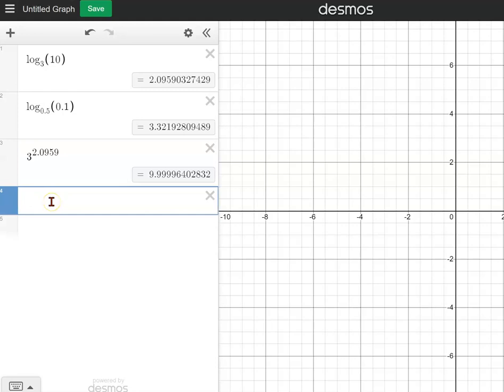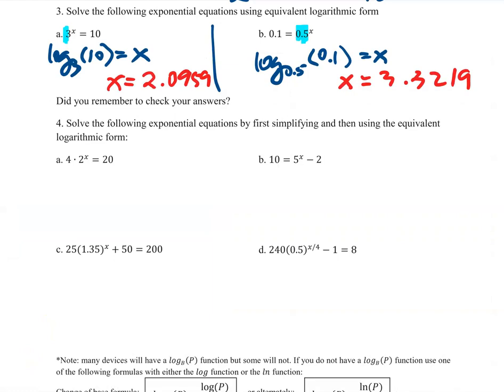The second one, 0.5 raised to 3.3219 is equal to 0.1. So those two are correct. And yes, we did check our answers. We got x equal to 2.0959 and 3.3219. Okay.